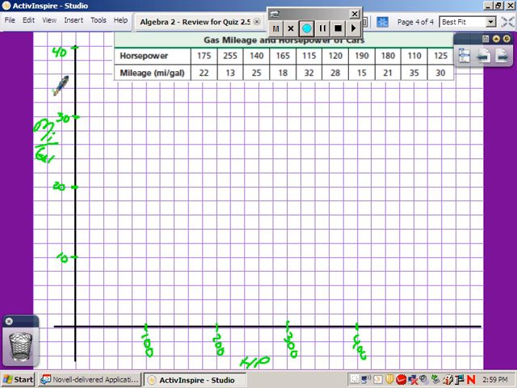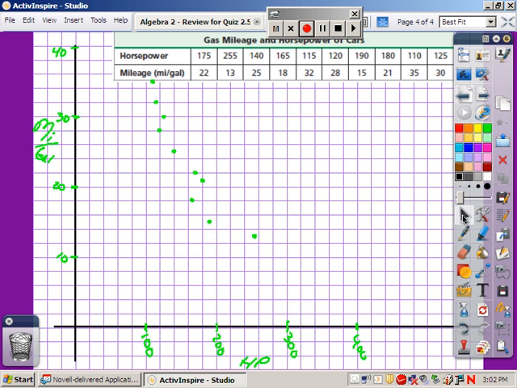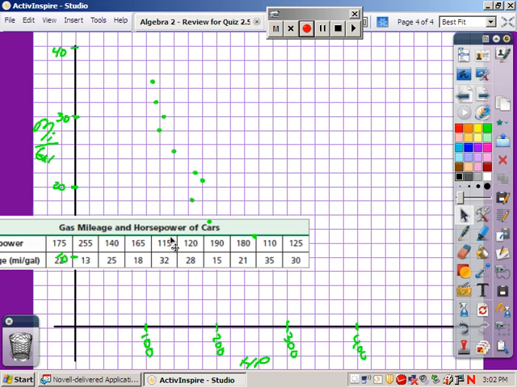Okay, now it's just about plotting some points. So I'm not going to make you sit here and watch me plot all these points. I'm going to do it real quick and then I'll come back. Okay, so now that I have my points plotted, I really don't need this big chart anymore, so I'm going to take it out of the way just to give us more room.